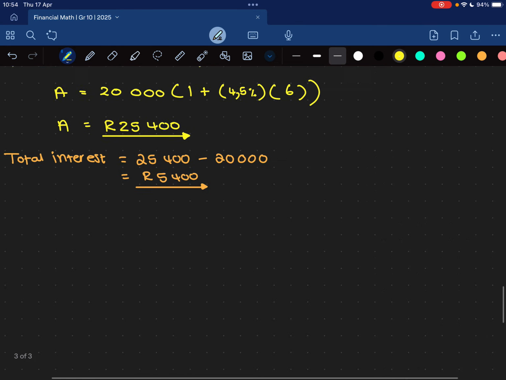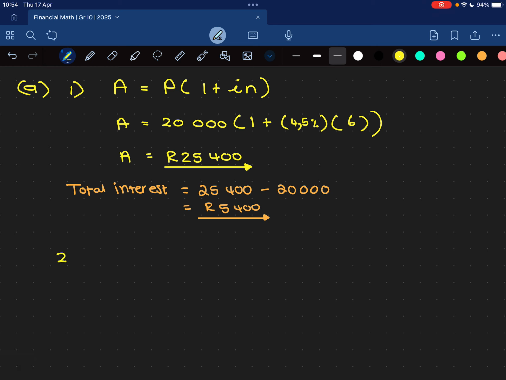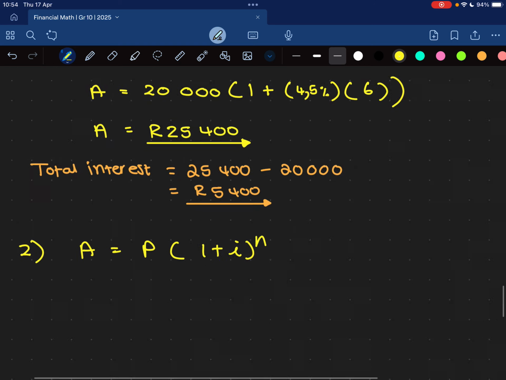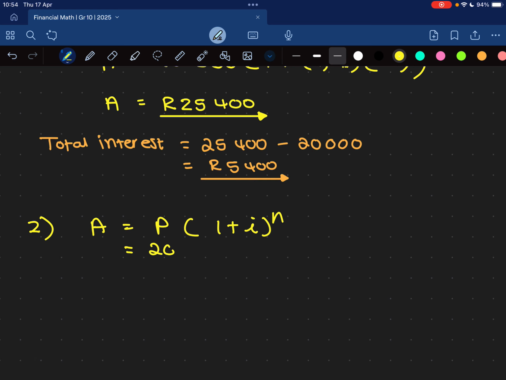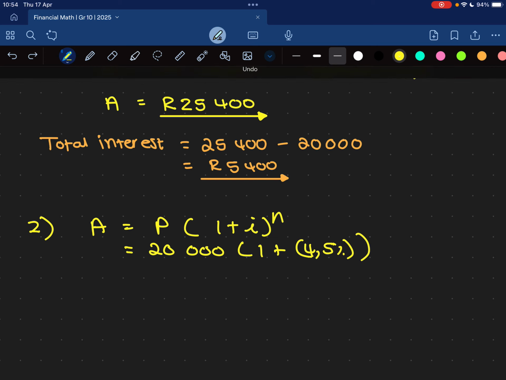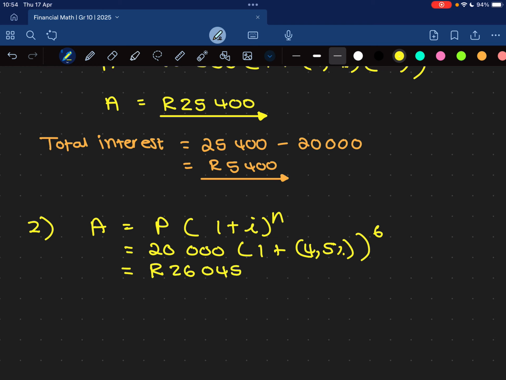Okay, then let's move on to the second one. The second question was compound interest. So again, A is equal to P(1 plus i) to the power of n. Now you already know all the values, you just substitute them into the new places. So you'll have 20,000 times (1 plus 4.5%) to the power of 6. You'll put that in your calculator and you should get 26,045 Rand and 20 cents.